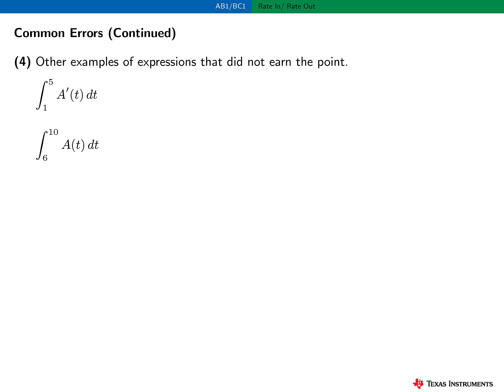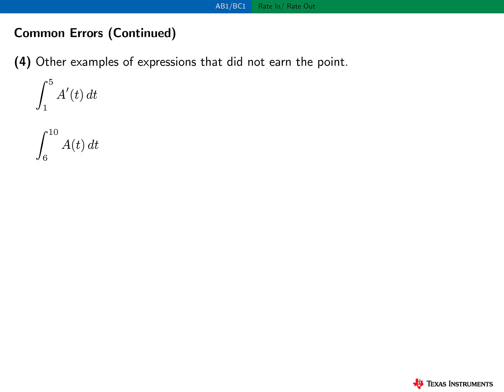And finally, here are two more common responses that did not earn the point. In the first, the response uses a prime of t instead of a of t. And in the second, the bounds on the definite integral are incorrect. Now, we think we understand where they came from, 6 a.m. to 10 a.m., but they are wrong.